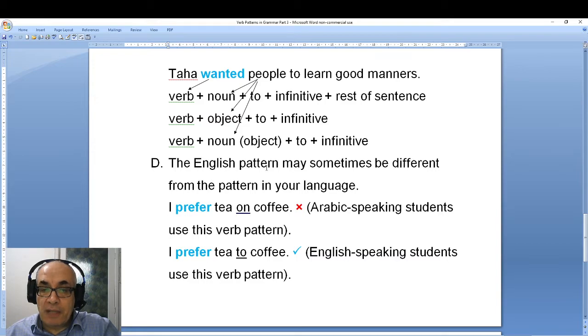Number D. The English pattern may be sometimes different from the pattern in your language. So English is not like French. French is not like Italian. So the verb pattern, how we use the verb in English, sometimes is the same in your language, sometimes it's different. For example, Arabic speaking students say I prefer tea on coffee. But this is wrong. We have to say I prefer tea to coffee. So in Arabic they put on after prefer. In English we use to after prefer. Again, this is the correct answer, and this is wrong, as you can see. So the verb pattern in Arabic is different from the verb pattern in English, and here I am speaking about prefer.